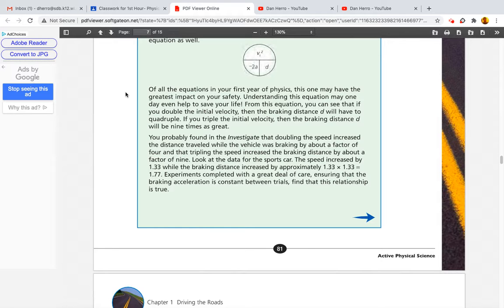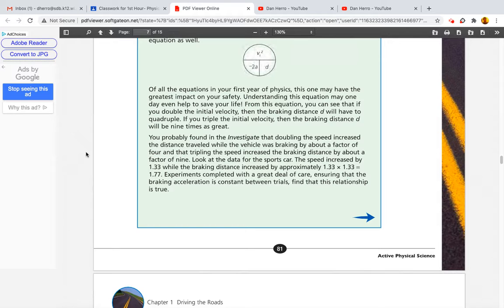From this equation, you can see that if you double the initial velocity, then the braking distance will have to quadruple. If you triple the initial velocity, then the braking distance will be 9 times as great. And you know that if you're driving down some of these country roads and there's a tractor going slower, and you need to make sure, if you pass it, that there's enough space in front of you, that there aren't any cars coming, and that any car that would be coming would have enough distance to stop.